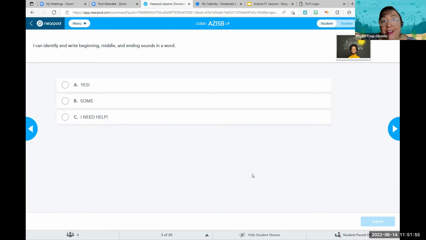A: Yes, I can. I'm really good at it. Or B, sometimes. Sometimes I get some of the sounds, but sometimes I get stuck on the middle sound. And how about C? Ooh, I need help. Tell me how you feel about listening and identifying the beginning, middle, and ending sounds of words. How confident you feel. All right, choose your answer.